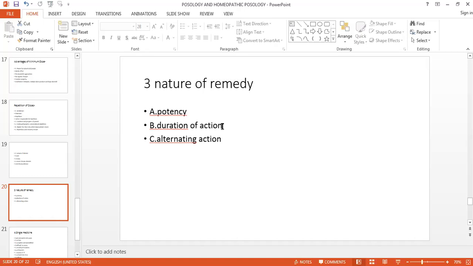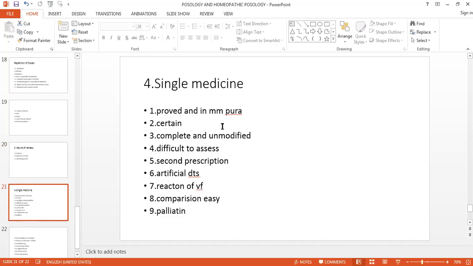Third thing is the alternating action. The certain medicines, they will not show you the action in the primary action. The secondary action में ही वो आपको reaction देगी. So जो acute proved medicines है, Aconite है, Belladonna है, Bryonia है, Rhus tox है, so you have to repeat it क्योंकि उसका action भी कम है and they will give the result only in the secondary reaction.